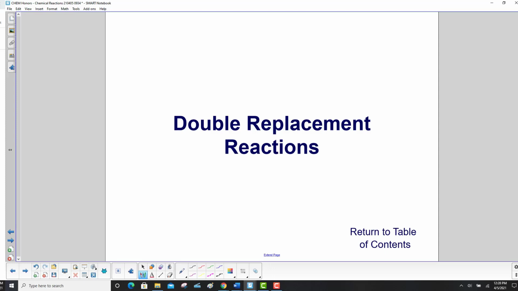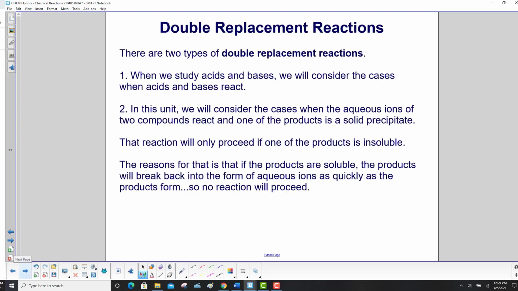Double replacement reactions. There are two types of double replacement reactions. When we study acids and bases a little later on, we'll consider the cases when they react. In this unit, we will consider the cases when the aqueous ions of two compounds react and one of the products is a solid precipitate. That reaction will only proceed if one of the products is insoluble. The reason for that is that if the products are soluble, the products will break back into the form of aqueous ions as quickly as the products form, so no reaction will proceed.